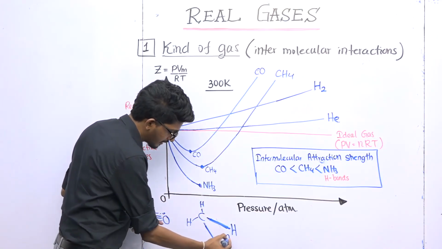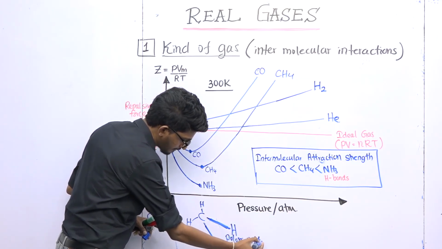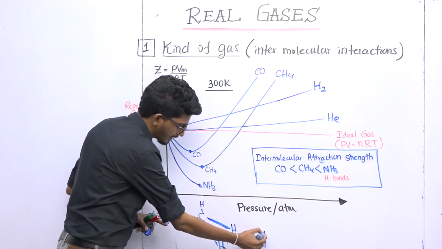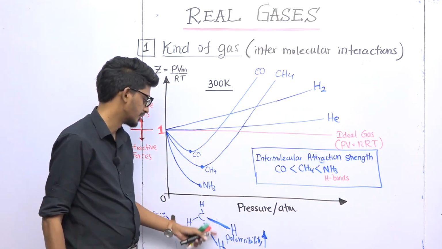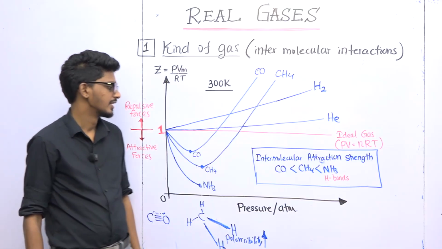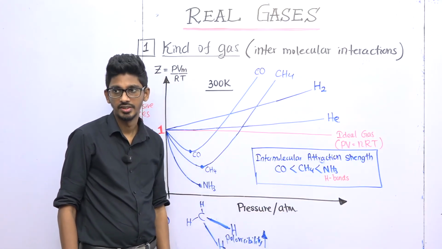So this guy's polarizability is high, right? That is what happened there. So CH4 has very strong London forces compared to carbon monoxide in this case, right? That is a practical situation.